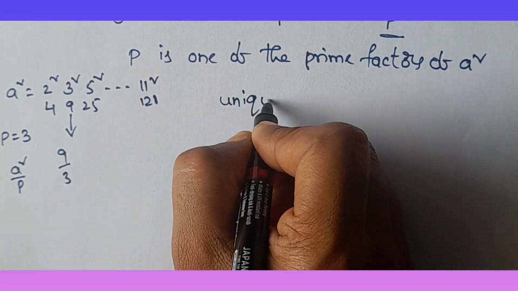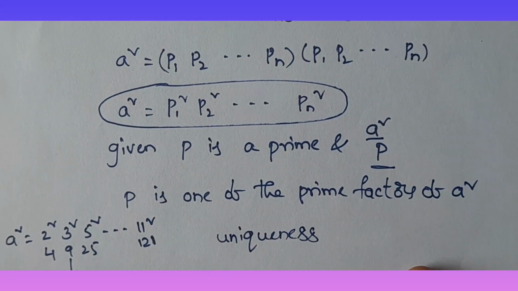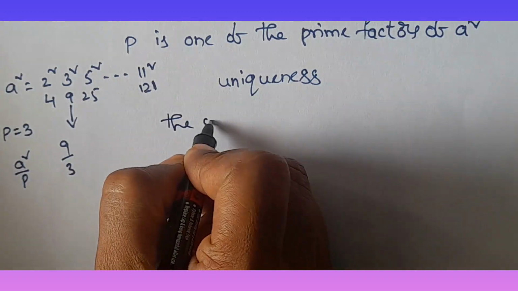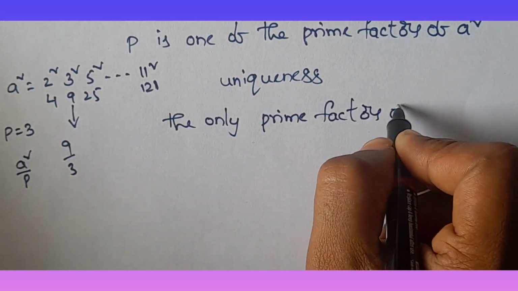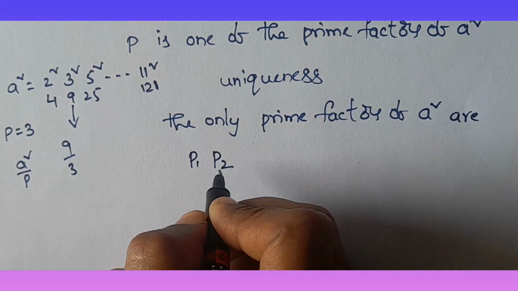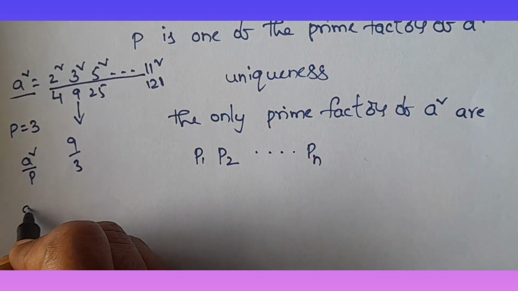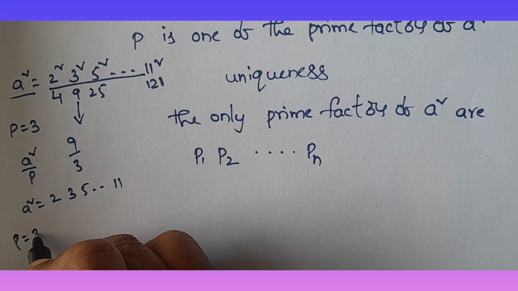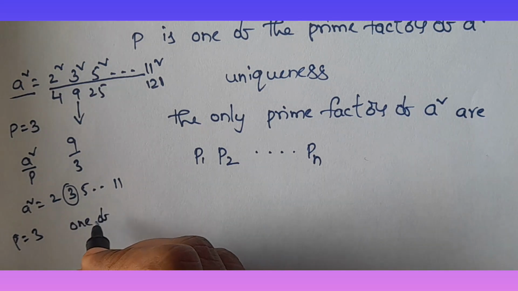in the a square. A square is equal to p1 square, p1 into p1. p1 square is a factor of a square, also p1 is a factor of a square. Now we have to take uniqueness, means distinct prime numbers, not repetition, no squares. Only p1, p2 and so on pn, these are factors of a square. Here we are talking about the factors only, not the values.